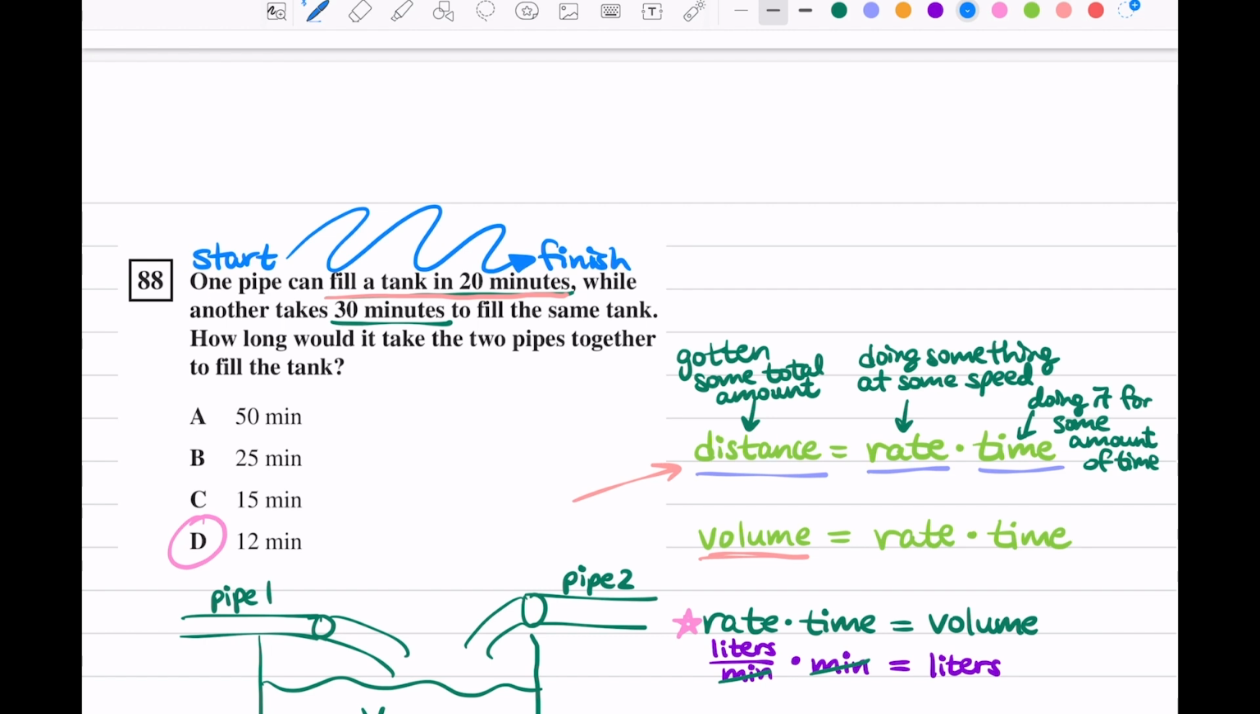I encourage you to review the video on how to approach word problems. Being able to work through this winding path is a skill. It doesn't come easily, but with time and practice, you'll get to the finish line.